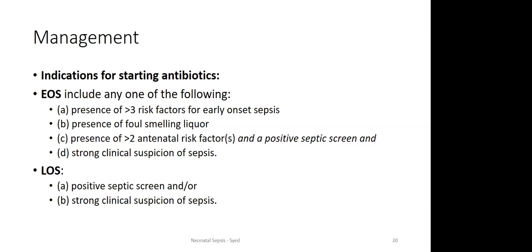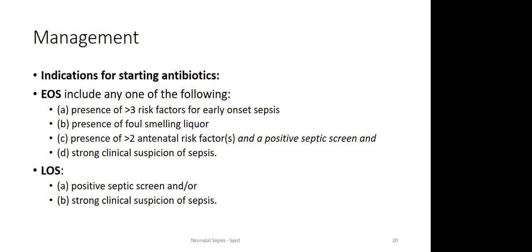And then presence of foul smelling liquor. Any child who is born with foul smelling liquor, you have to treat with antibiotics. Any presence of 2 antenatal risk factors and a positive septic screen. What do I mean? For example, the child is late preterm, 35 weeks, and the mother has leaking liquor for more than 24 hours, PPROM more than 24 hours, and then you take blood, total white is 30. Then definitely this child has to be admitted.